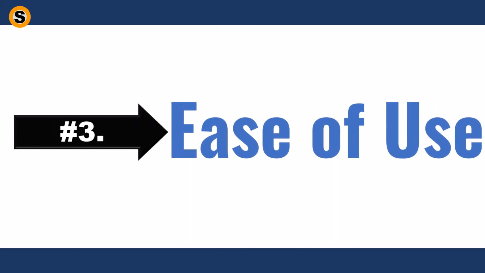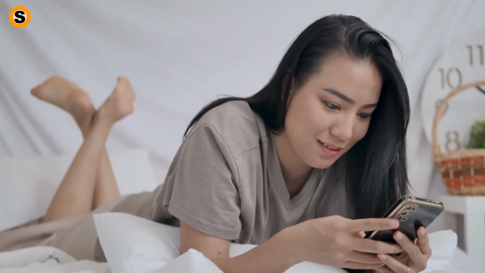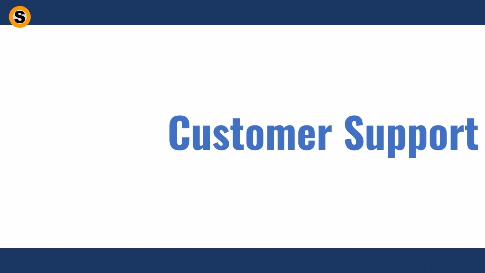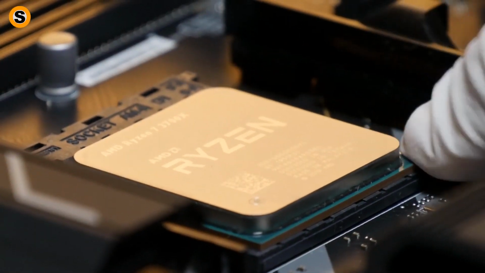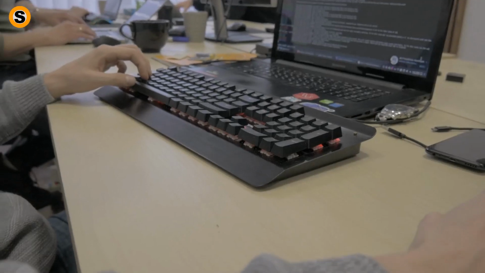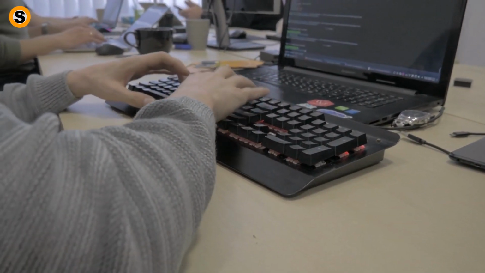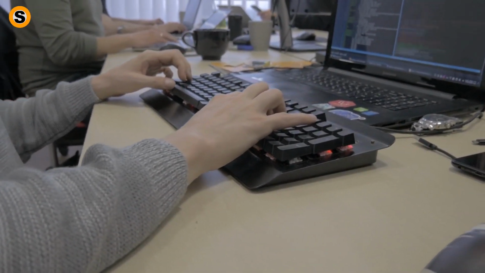Number 3. Ease of use. Choose a platform that is easy to use and navigate. This will make it easier for you to manage your program and for your affiliates to promote your products or services. Number 4. Customer support. Make sure the platform you choose offers good customer support. You may need assistance with technical issues or have questions about how to use the platform. Once you have selected a platform, you will need to set up your account and create your program. This involves defining your commission structure, promotional materials, and program terms and conditions.